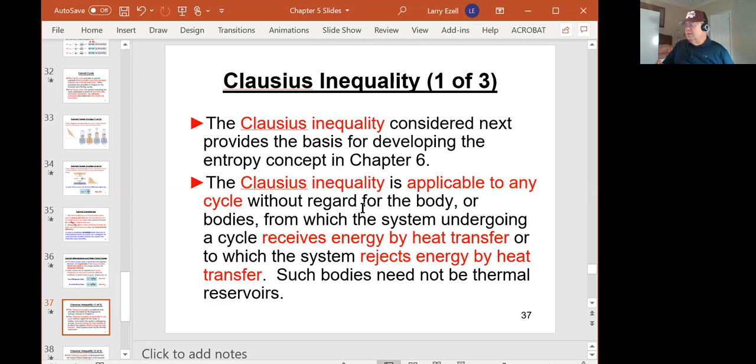The Clausius inequality, let me try to use my pen where I won't jerk around. So the Clausius inequality is applicable to any cycle without regard for the body or bodies from which the system undergoing a cycle receives energy by heat transfer or to which the system rejects heat transfer. What that's saying is the Clausius inequality applies to a power cycle, an air conditioning cycle, or a heat pump cycle.